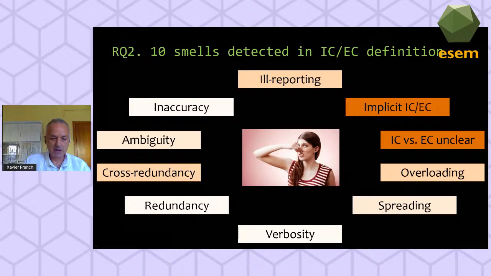not always clear. On the contrary, we had some smells that were not so frequent, like for instance verbosity, including additional information in inclusion and exclusion criteria, and also spreading, which means that one single logical criterion is spread into different inclusion and exclusion criteria. In the middle, we had other smells more intermediate in terms of frequency, like for instance overloading, meaning that a single inclusion exclusion criterion states different conditions.